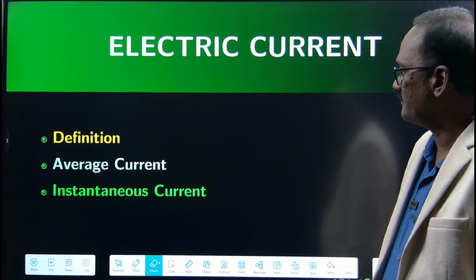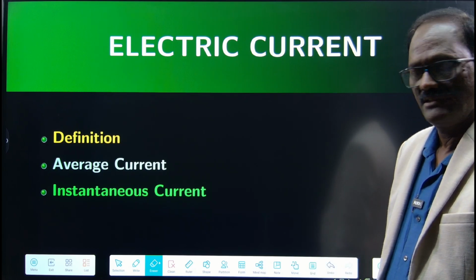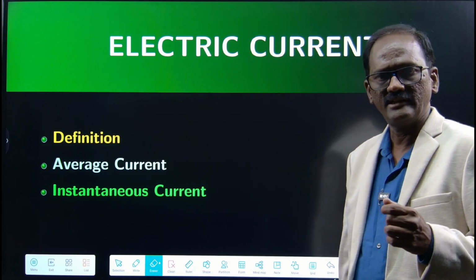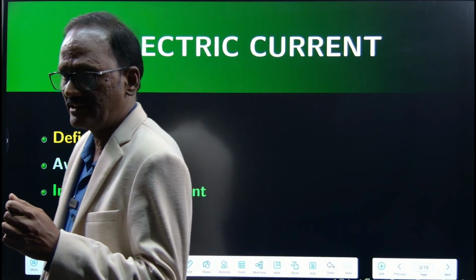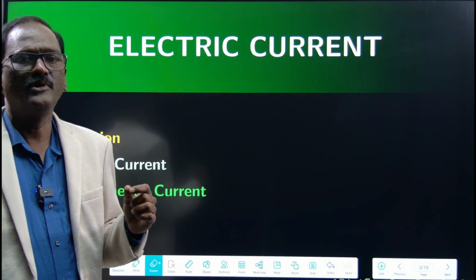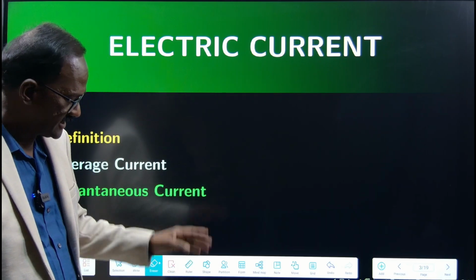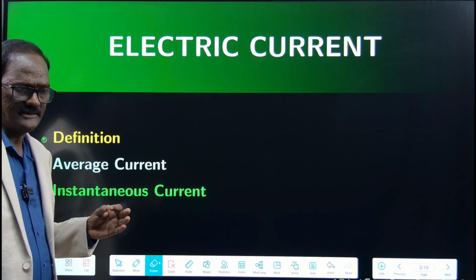The list of contents for today's class is the definition of electric current, how electric current is defined, how the value is calculated, and different ways of writing the values of electric current, right? Such an important topic and the most fundamental topic of electricity, this electric current. Let me first start from the definition of electric current.